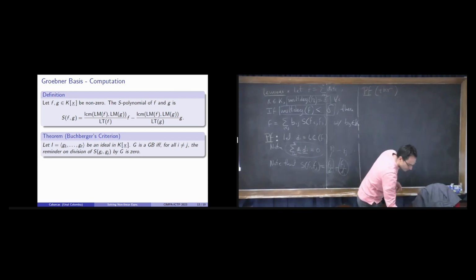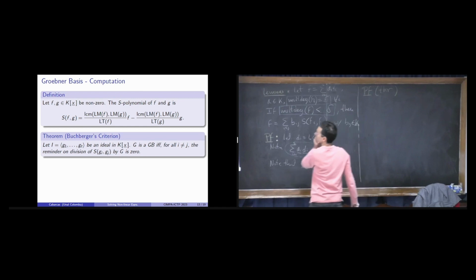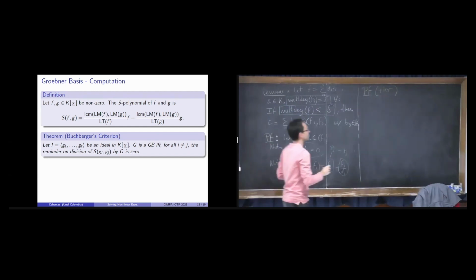So there's one direction that's immediate. If G is a Groebner basis, we get that all of these go to 0. What is interesting is the other direction. So we're interested in this direction.